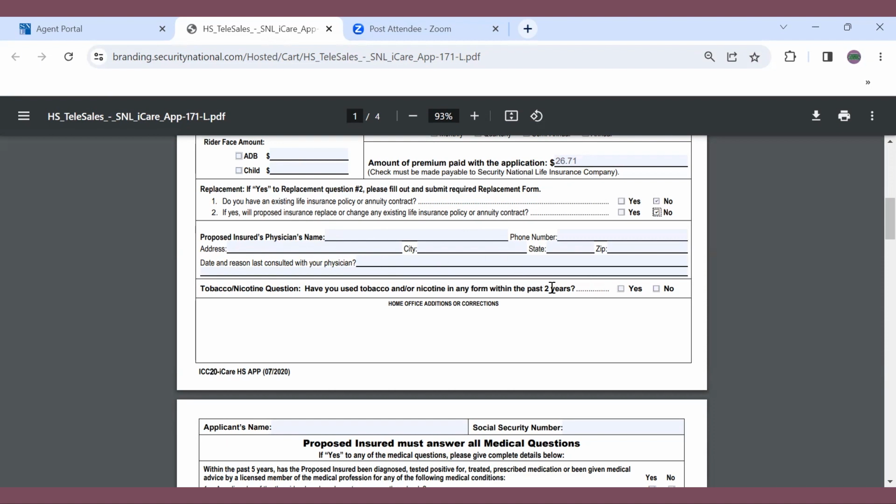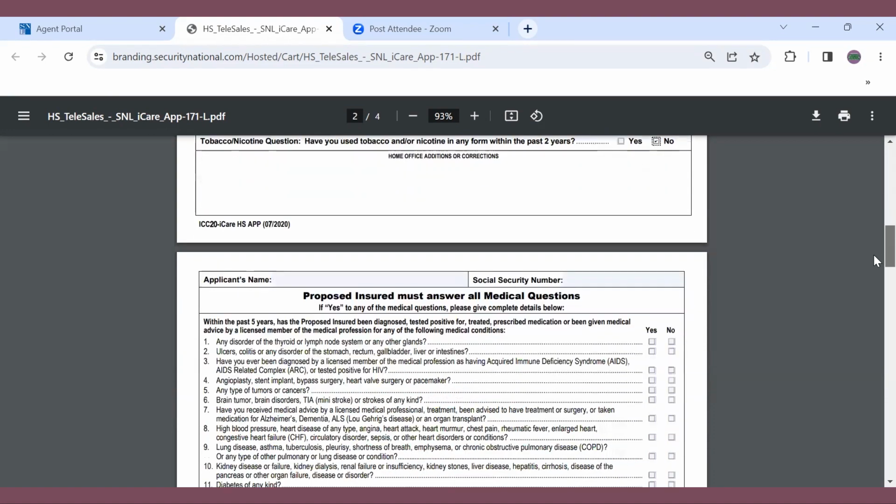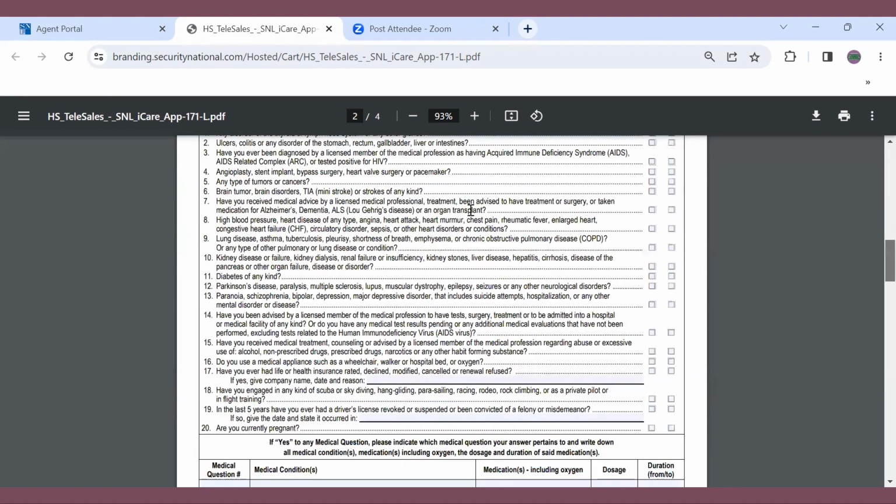Next question that's asked is nicotine or tobacco. Does he take, that's not just smoker or non-smoker, it's tobacco or non-tobacco? So for the example, we're going to say that he does not take any tobacco products. You go to the next page.